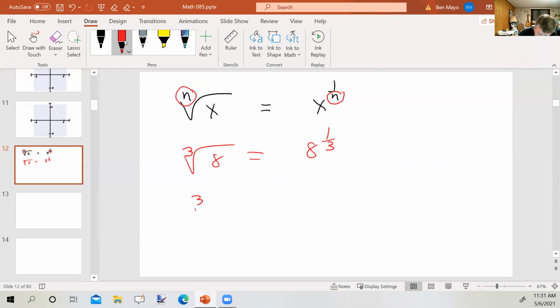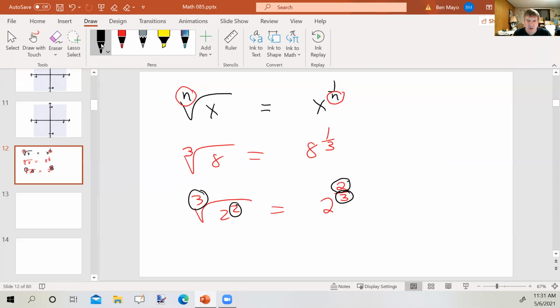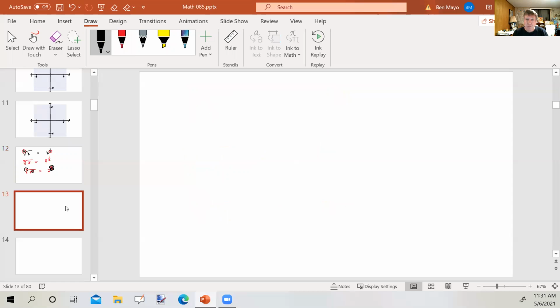Well, what about the cube root of 2 squared? That would be 2 to the 2/3 power. So the exponent inside gets to go on top, and the index goes on the bottom. So we now have a fraction exponent with a power and a root. All right, now, all the rules that apply to exponents also apply to exponents that are rational or fractions. We've looked at positive and negative and zero exponents. Now we're going to be looking at fractions as exponents as well.